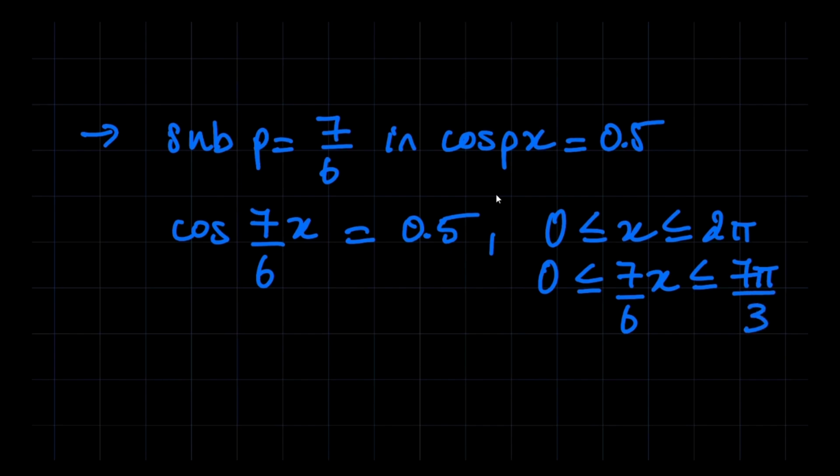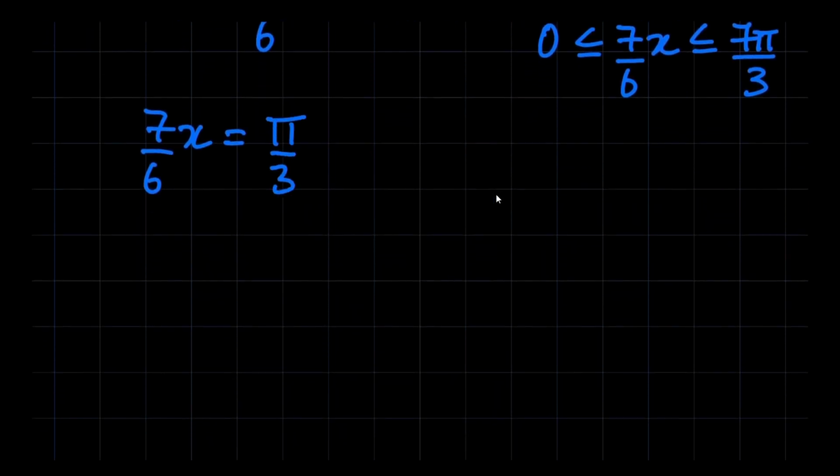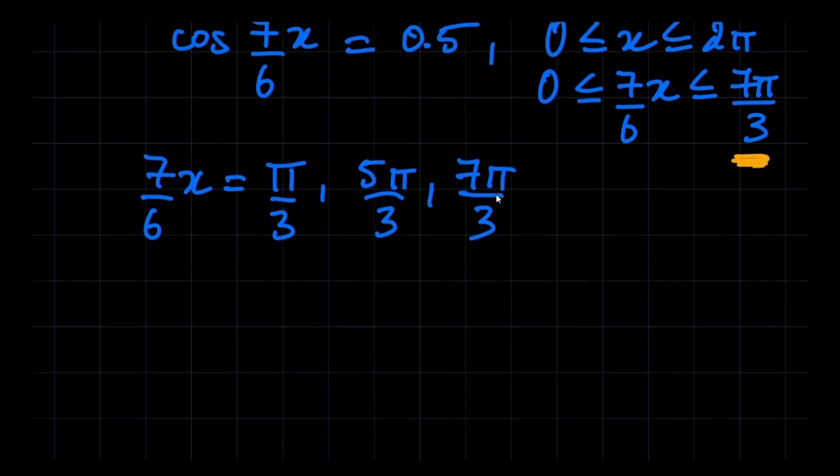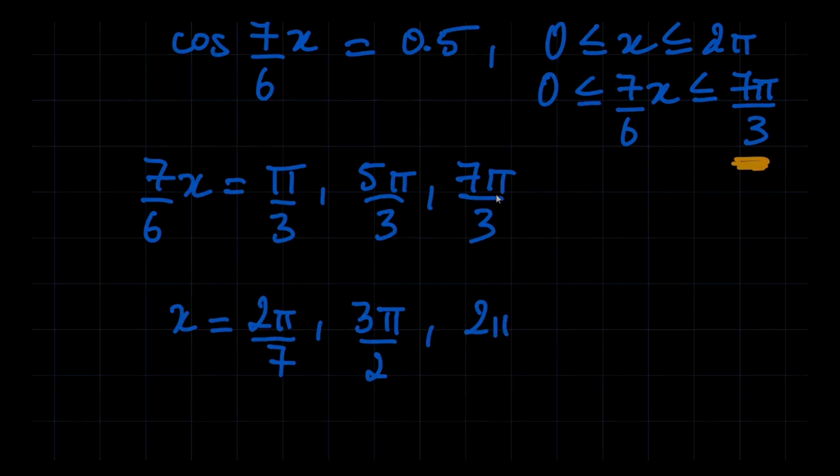From here, we can write 7 on 6x equals pi on 3 and 5 pi on 3, and the last one is 7 pi on 3, which is our domain limit. And there's no more solution for 7 on 6x. So x here would equal 2 pi on 7, 3 pi on 2, and 2 pi.